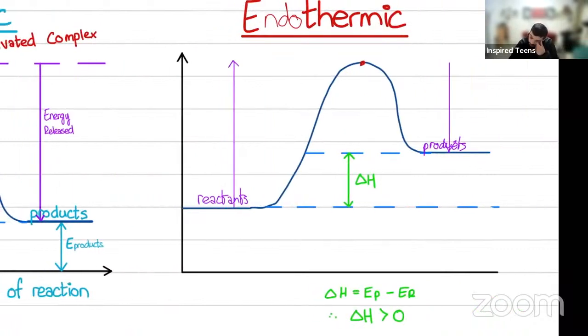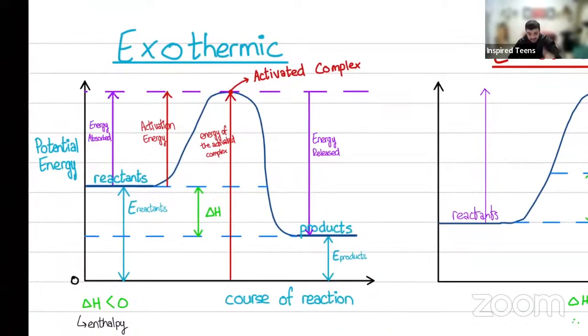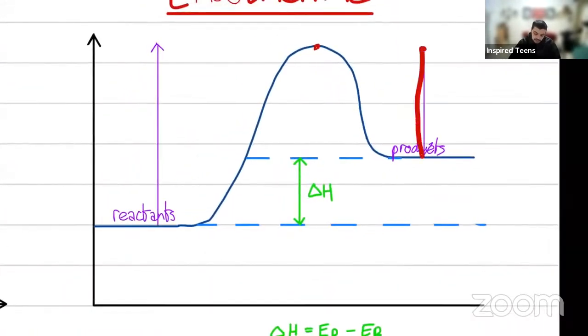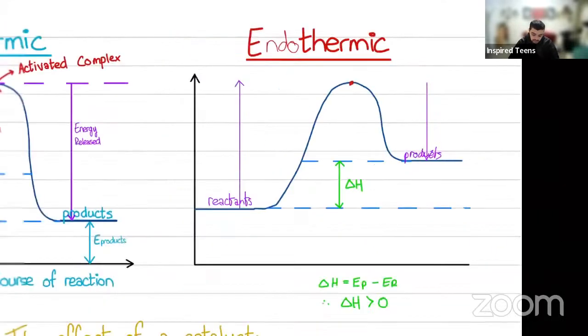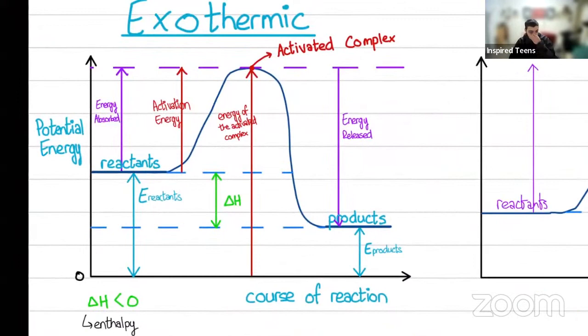Remember, in an exothermic reaction, more energy is released than absorbed. Please note that in an exo, there is still energy absorbed. It's just that there's more energy released than absorbed. And in an endo, there is still energy released. It's just that there's more energy absorbed than released. But those are characteristics of each one.